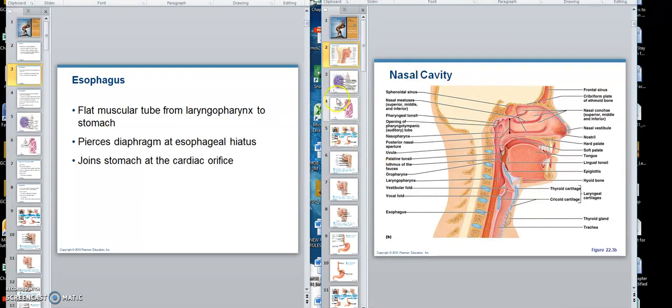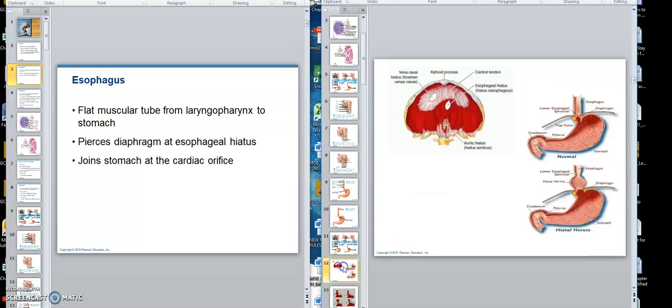Okay. So the esophagus, which is this tube here, is a flat muscular tube from the laryngopharynx to the stomach. It pierces the diaphragm. Okay, it goes through the diaphragm. See the diaphragm, here's that diaphragm right there. And here's that esophageal hiatus. That's the hole in the diaphragm that the esophagus goes through. Here's the diaphragm again, and here's that hiatus. We'll come back to that again.